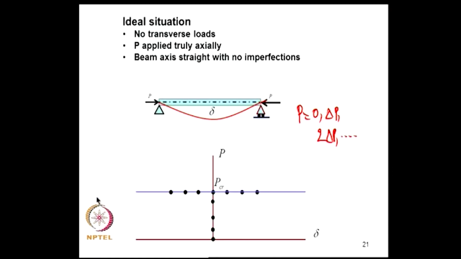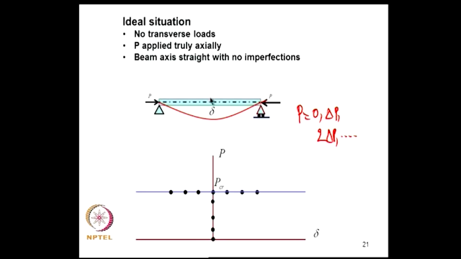Now, at every increment in load, at 0 of course this transverse displacement is 0. So, what I am plotting here is a load deflection diagram, where load is plotted on the y axis and delta is on the x axis. Now, when P equals 0, of course the response is 0, we start here. Now, P is increased to delta P.